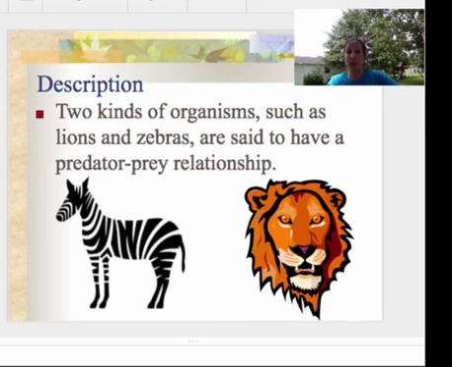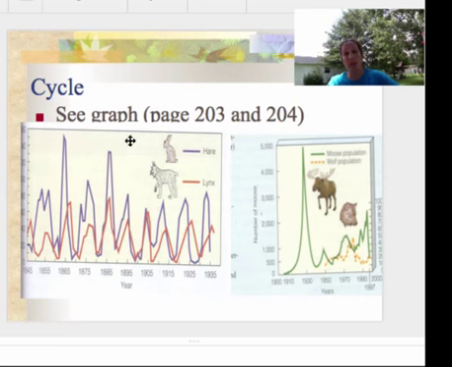So if we look at two different kinds of organisms, such as lions and zebras, they're said to have a predator-prey relationship. And we did this cycle in class. So this one was the lynx and the hare. We have the moose and the wolf, and you guys did the one with the wolf and the deer as well.